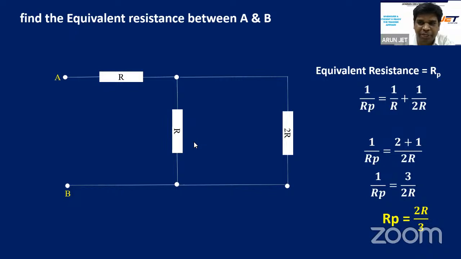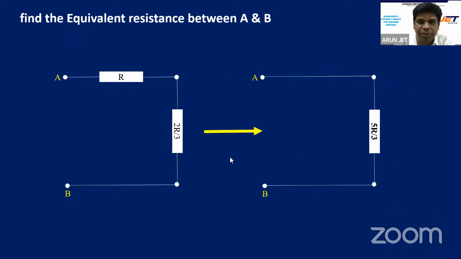So I get R parallel as 2R by 3 of these two resistors, R and 2R, which I further reduce to 2R by 3 this way. Then this 2R by 3 and R are in series. Now they are in series. Now this combination is in series with R. First, R and 2R were in parallel. Now that parallel combination is in series with this R.